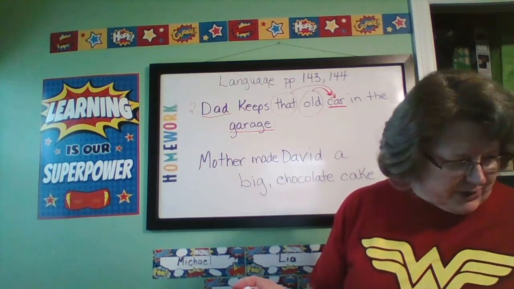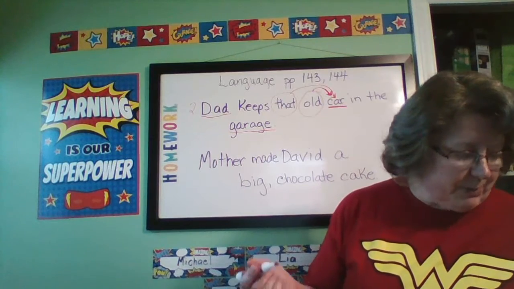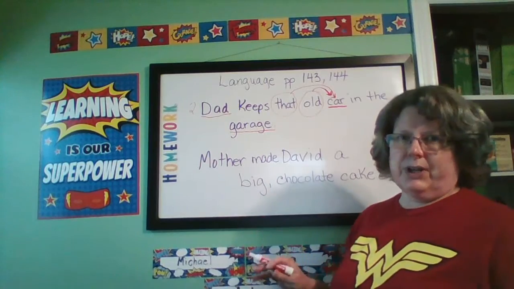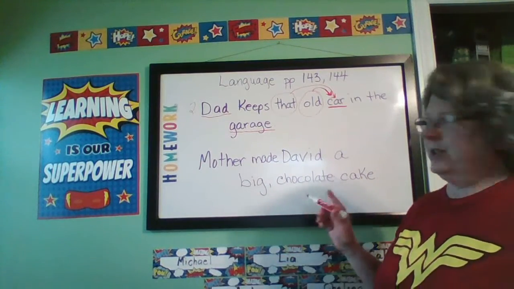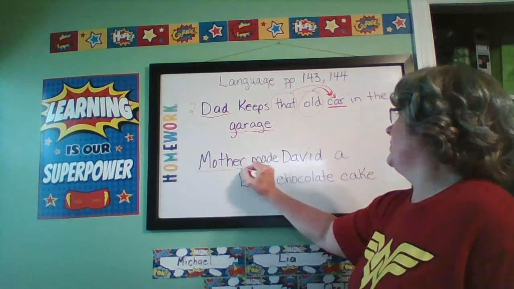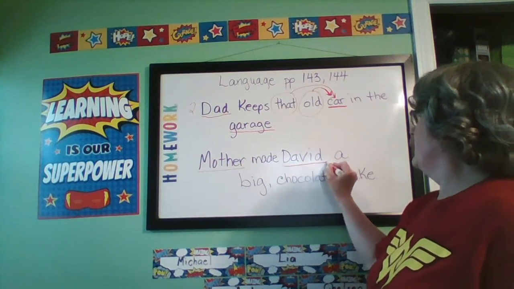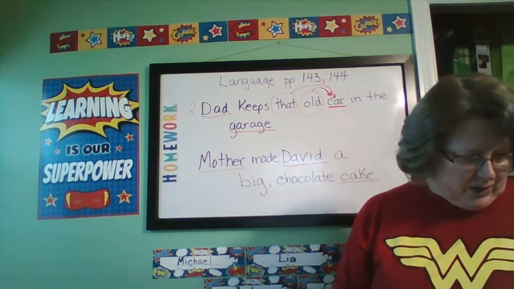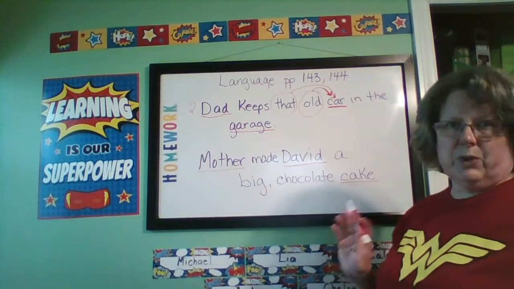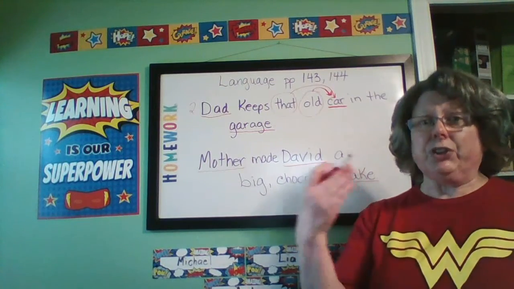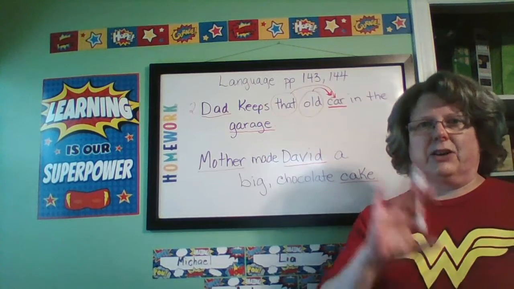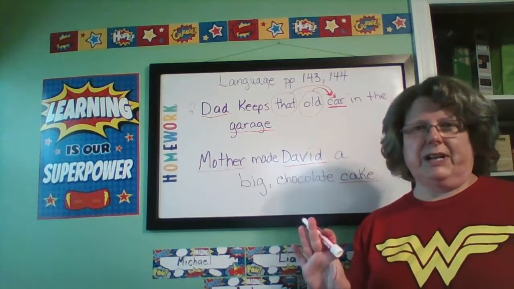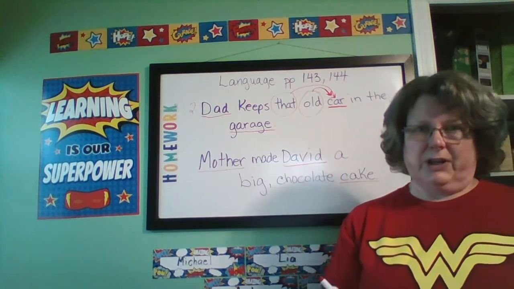Okay. So our second sentence says, Mother made David a big chocolate birthday cake. So again, the first thing I have to do is underline my nouns. I have mother, I have David, and I have cake. Oh, I forgot the word birthday. Look at that. Okay, so then I have to look for what words are describing cake. Now, you're going to notice that in third grade, our adjectives are going to come before our nouns. So that's sort of a hint for you. Once you find the nouns, look at the words before the noun.